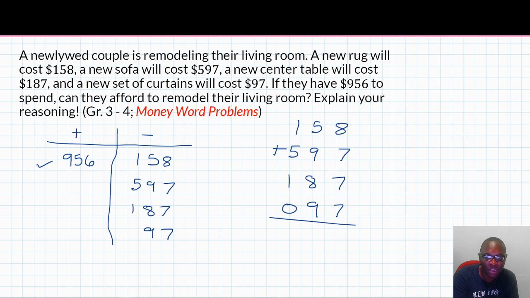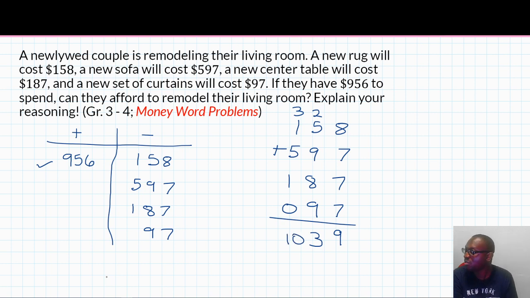So we have 8 plus 7, which is 15. 15 plus 7, that's going to give you 22. Plus 7, you have 29. So we're going to write 9 down here and bring 2 up here. 2 plus 5, we have 7. 7 plus 9, we have 16. 16 plus 8, we have 24. 24 plus 9, we have 33. So we're going to write 3 down here and bring 3 up here. 3 plus 1, we have 4. 4 plus 5, we have 9. 9 plus 1, we have 10.